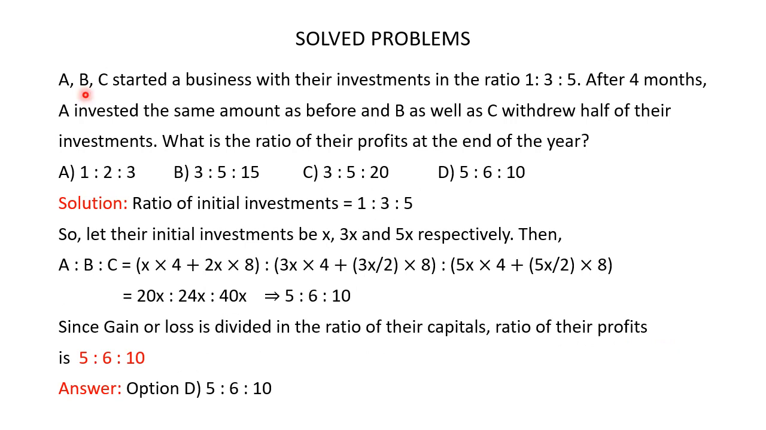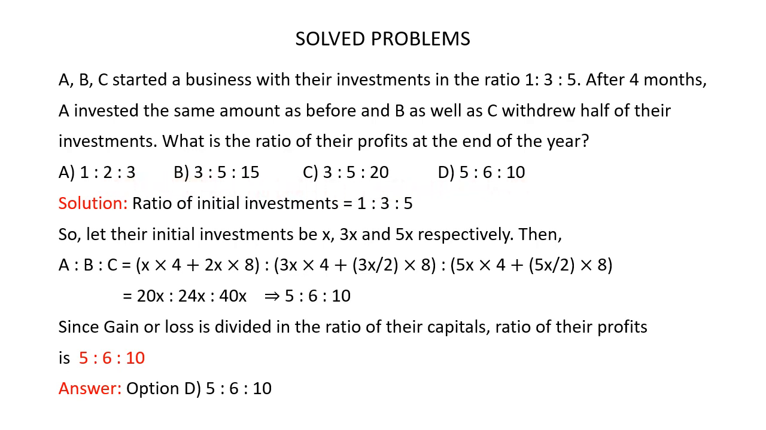A, B, C started a business with their investments in the ratio 1 is to 3 is to 5. After 4 months, A invested the same amount as before and B as well as C withdrew half of their investments. What is the ratio of their profits at the end of the year? Here you are given four options and you have to find out which of these options is the correct one.